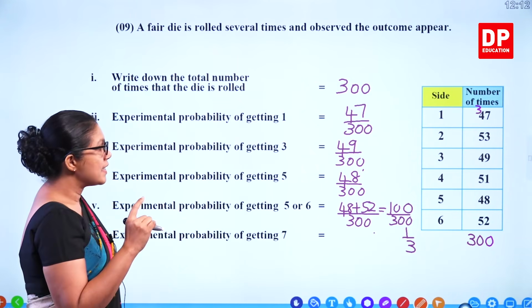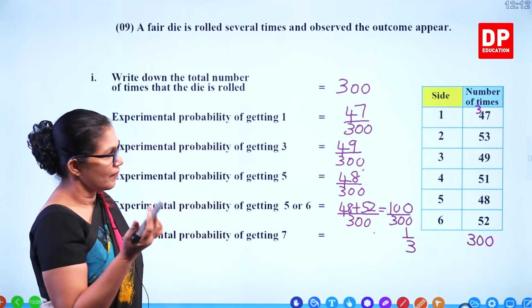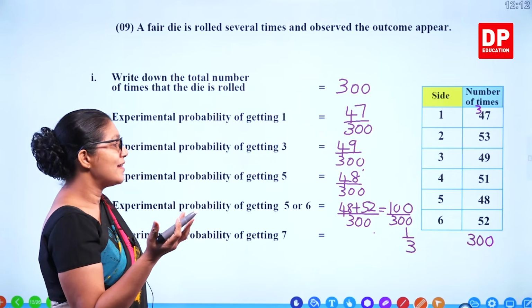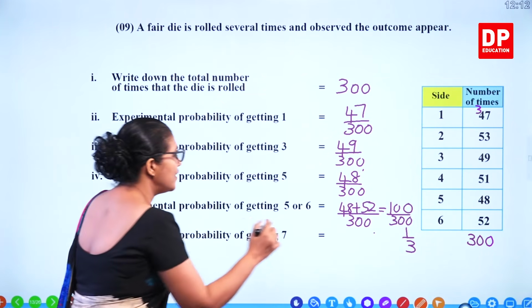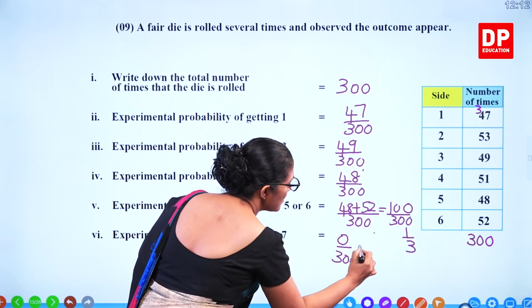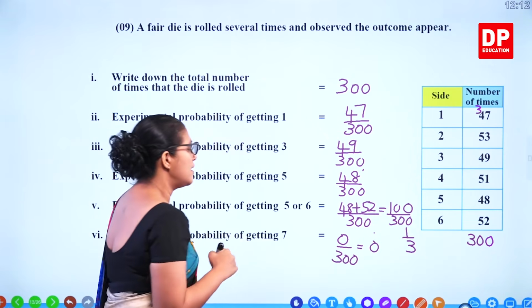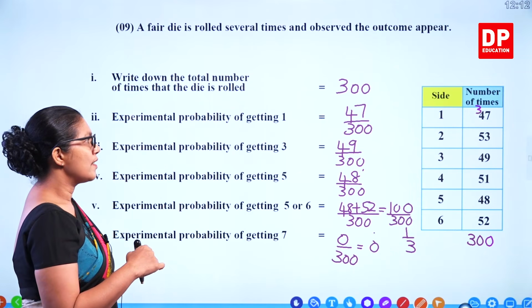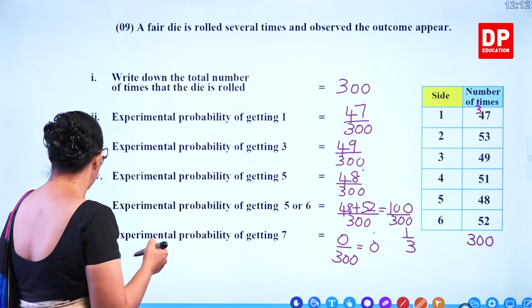Experimental probability of getting 7. Can you get 7 from a die? That's impossible to happen. So 0. 0 over 300 is the same as 0. You don't need to write down this 300. That's 0. Impossible to happen.